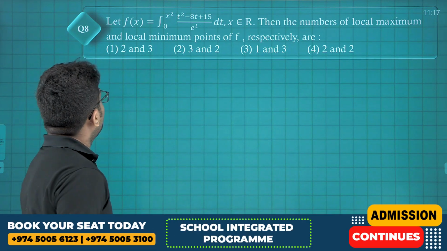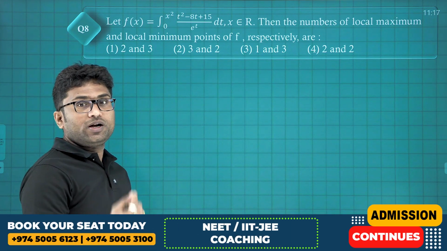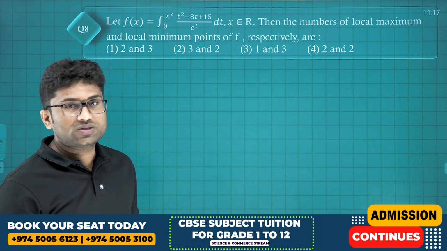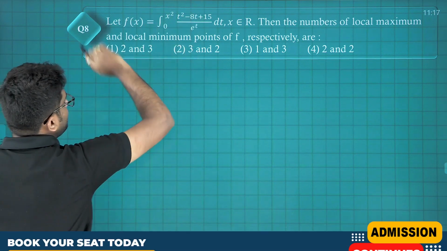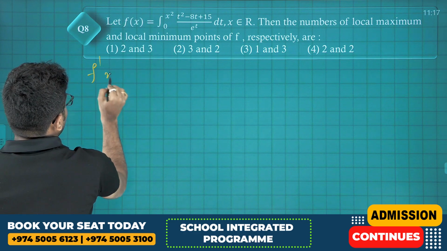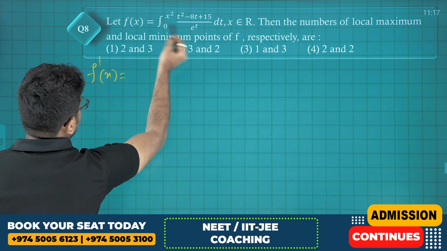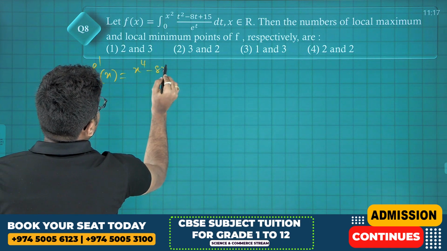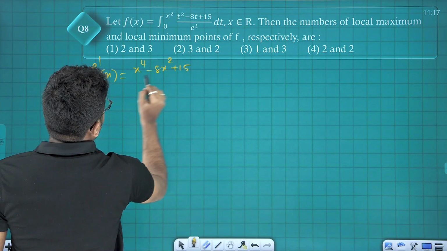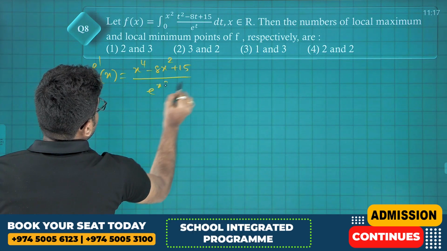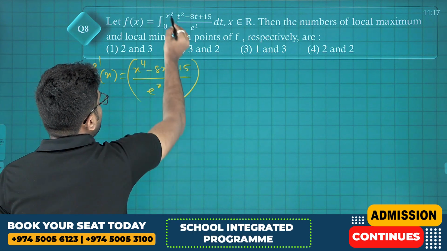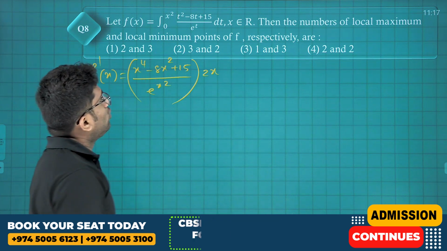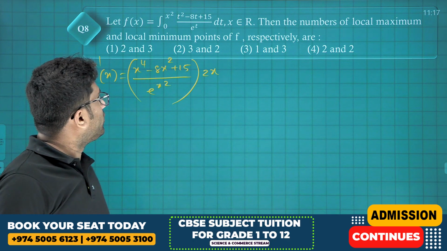Next question. See Leibniz rule: the moment you see a definite integral with variables as the limits, we use the Leibniz rule. So differentiate both sides. What is f dash x now? F dash x is equal to, we put the upper limit x power 4 minus 8x square plus 15 divided by e power x square into d by dx of the upper limit, which is 2x. That's it. Then the number of local maxima or local minima of f.